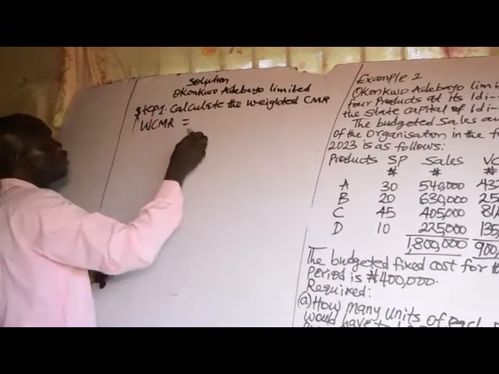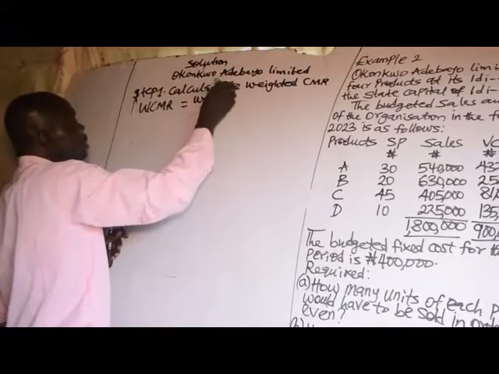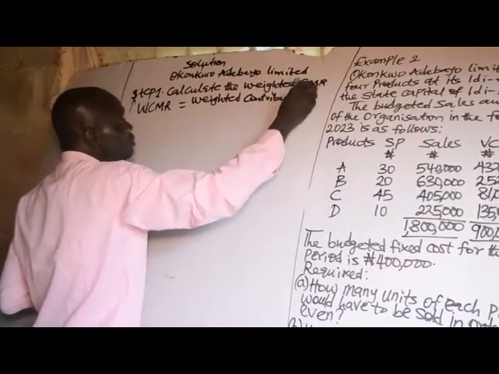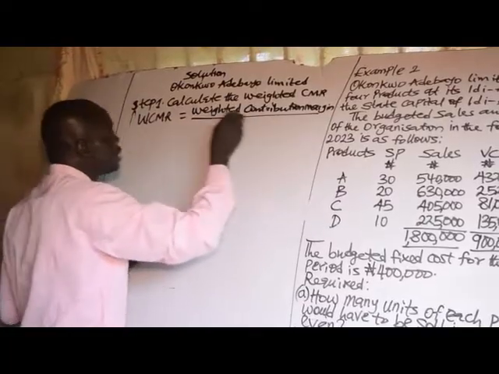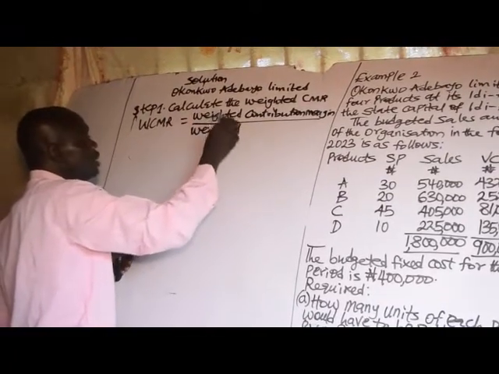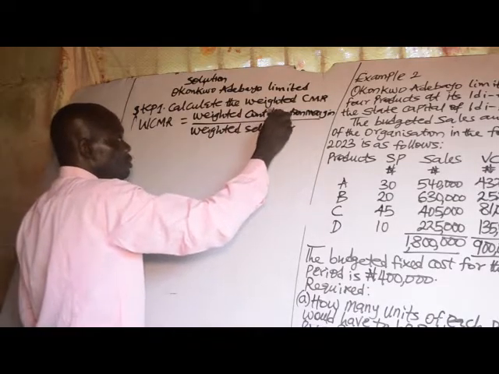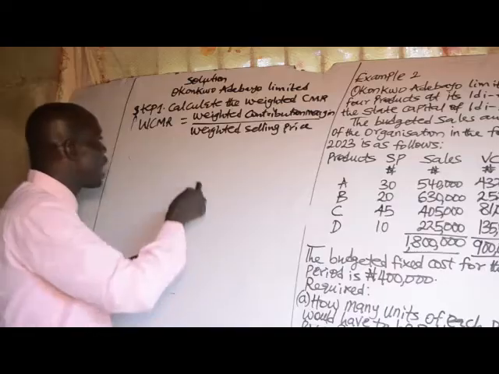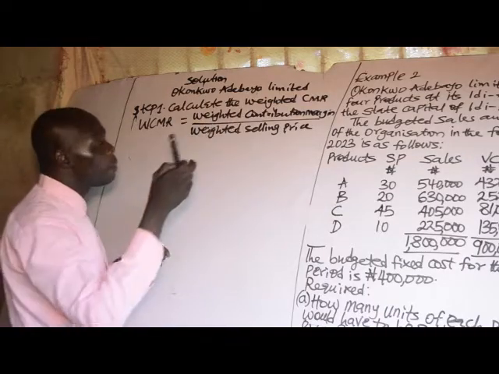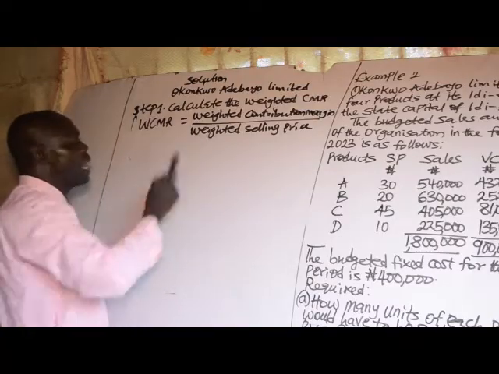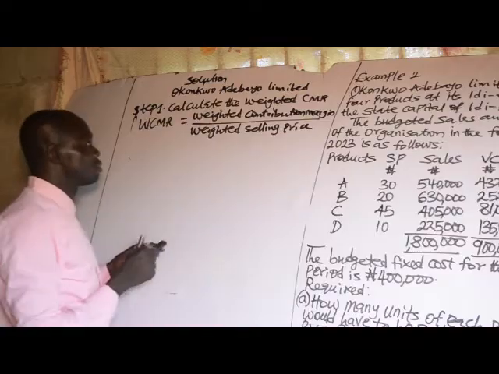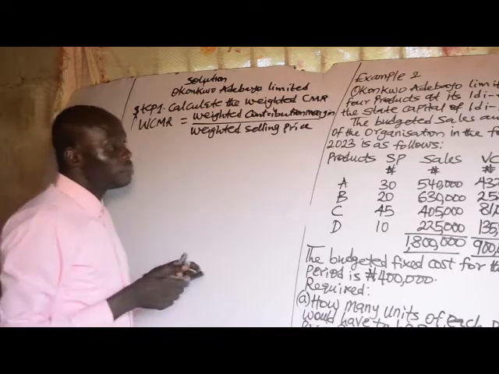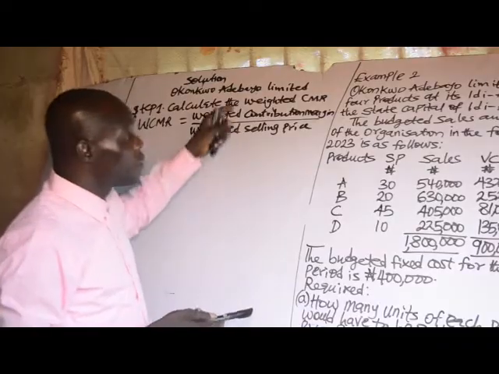I've said the weighted CMR equals weighted contribution margin over weighted selling price. I've told you that weighted contribution margin is contribution margin, that is contribution per unit, multiplied by the sales volume or budgeted sales in units. The sales volume is the quantity or number of units sold.